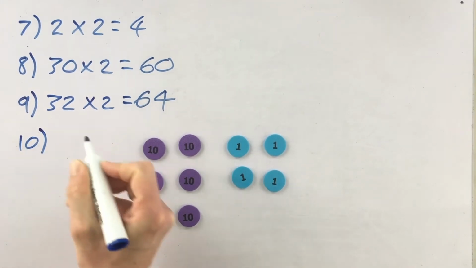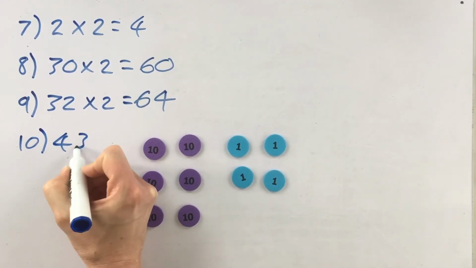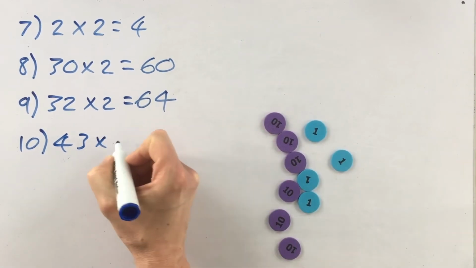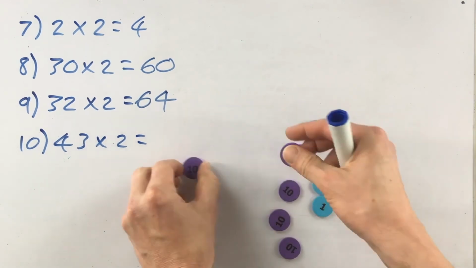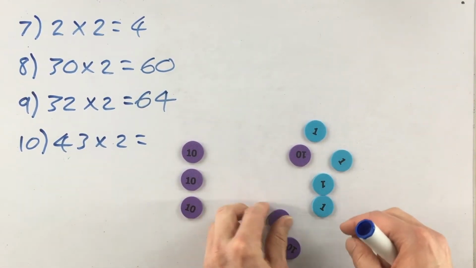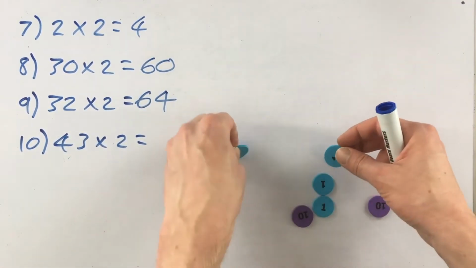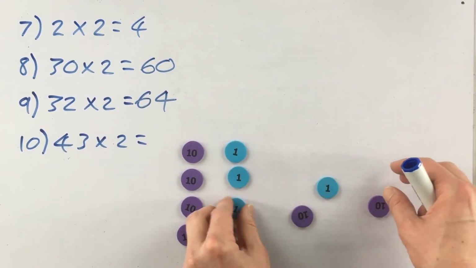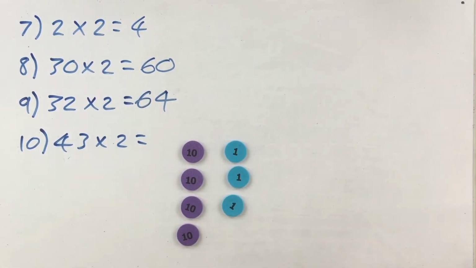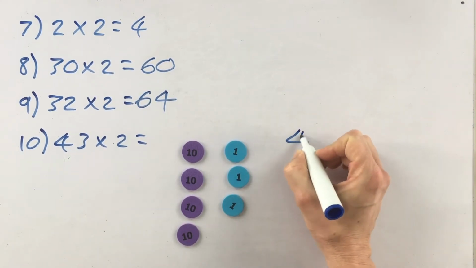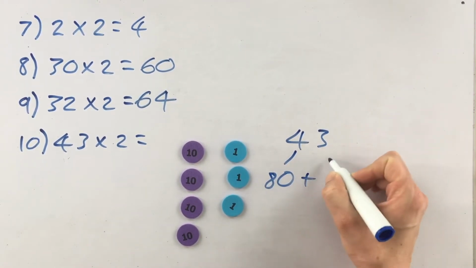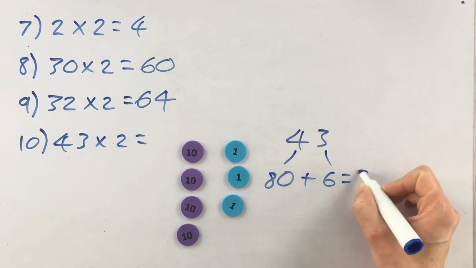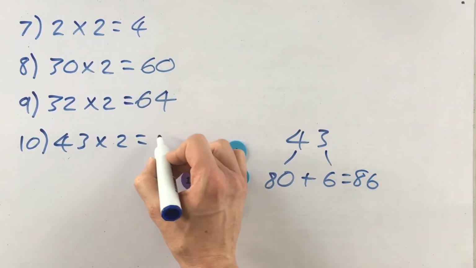Number 10. 43 times 2. This is now testing how well you know the method. There's 43. This time I'm going to solve it with a diagram though. So I have 43, I double 40 and I would get 80. I double 3, which is 6, and my answer would be 86.